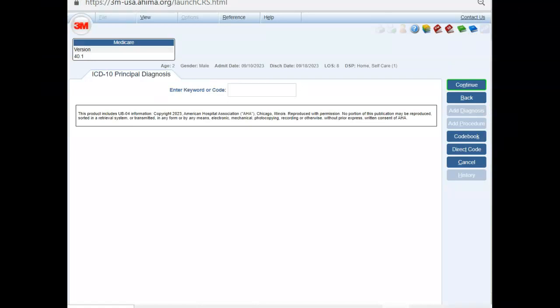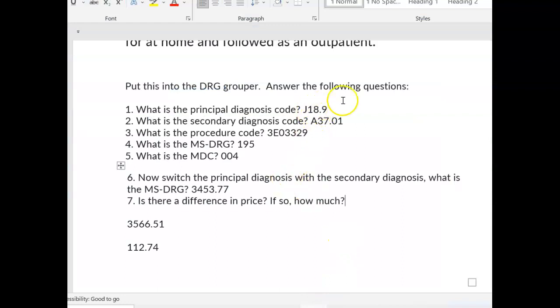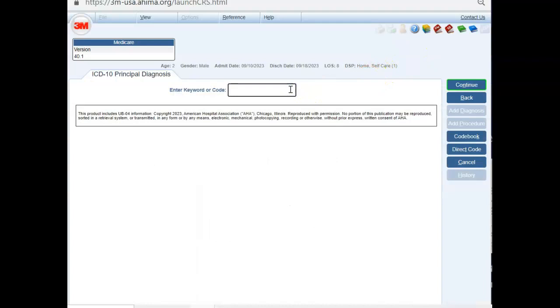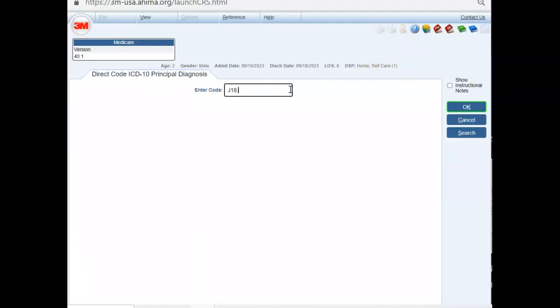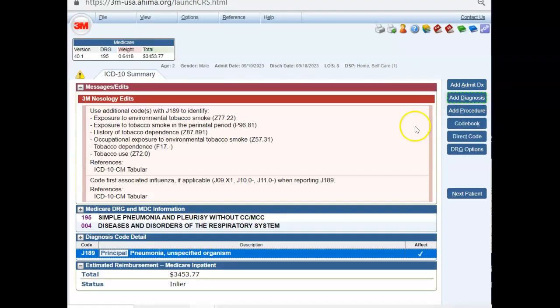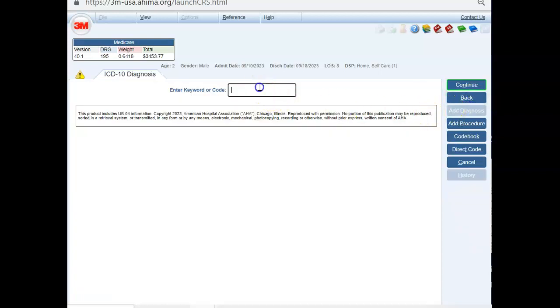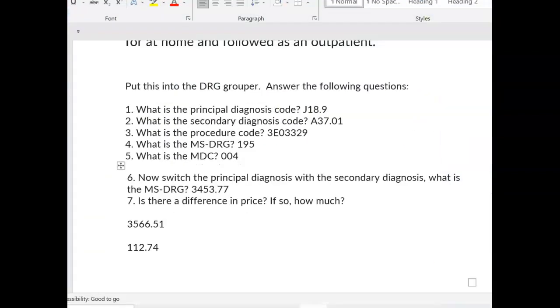So the first thing we want to do is go ahead and put in that principal diagnosis, which is the J18.9. Okay, so that is my pneumonia. Just here it kind of tells you we don't have any influenza to code first. So now we're going to go ahead and put in that pertussis code, which is A37.01.